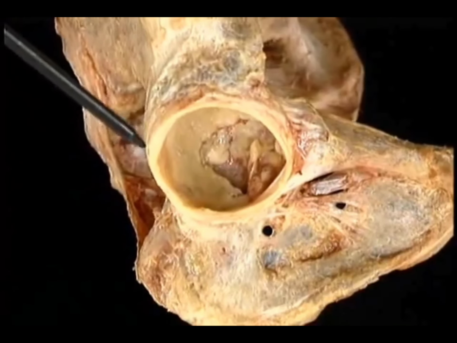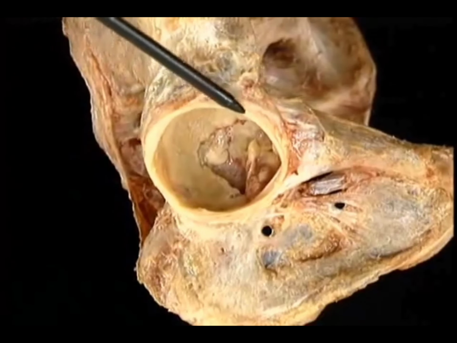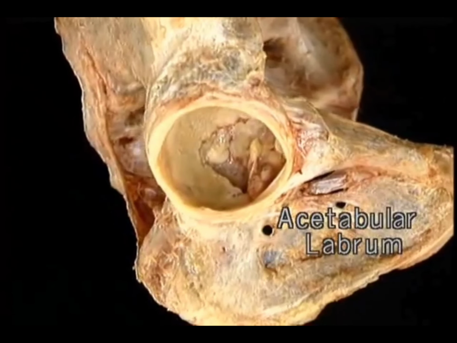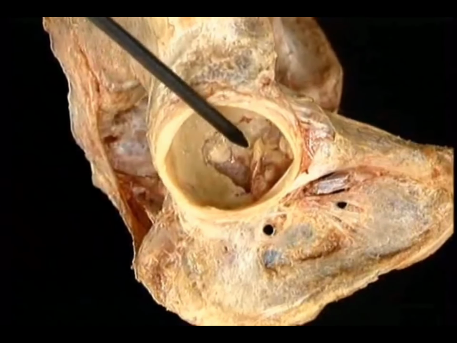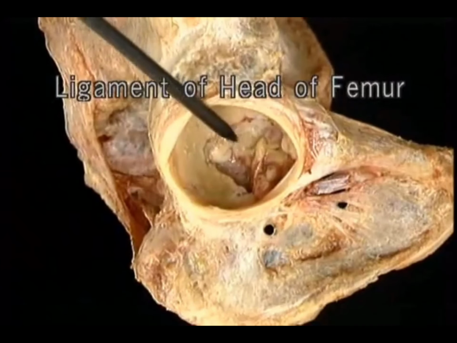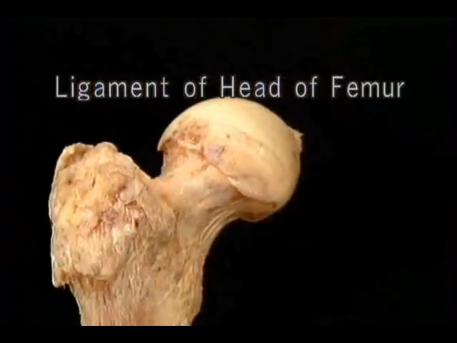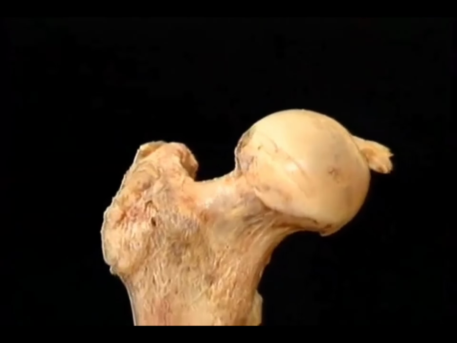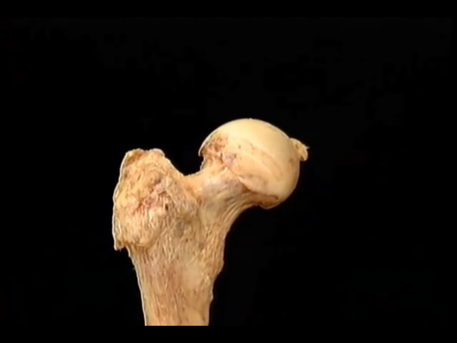Around the edge of the bony acetabulum, this rim of fibrocartilage, the acetabular labrum, adds to the depth of the acetabulum. This is the cut end of the ligament of the head of the femur. Its other end is attached here on the center of the femoral head. Now let's go back to the intact hip joint.